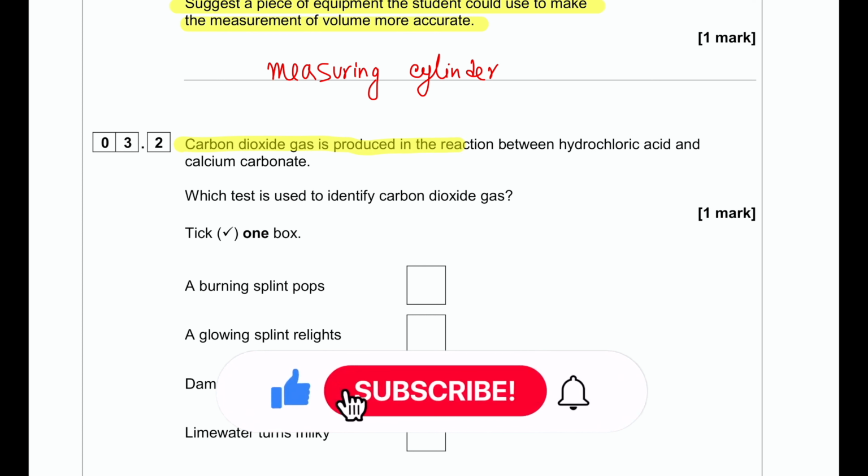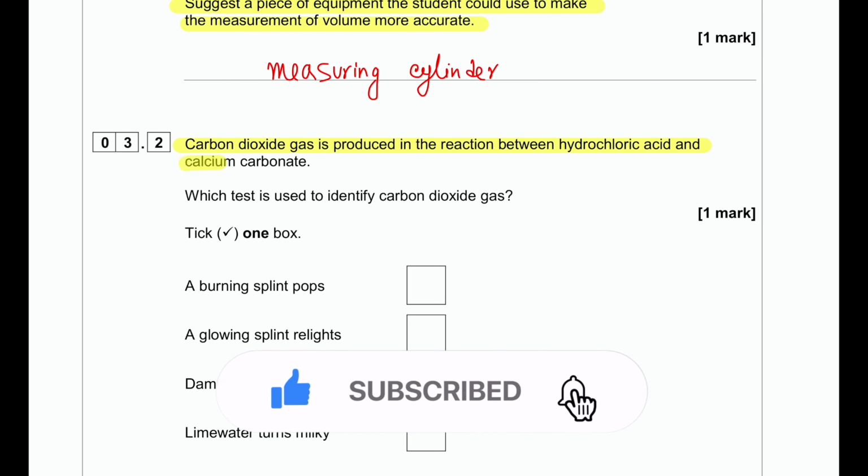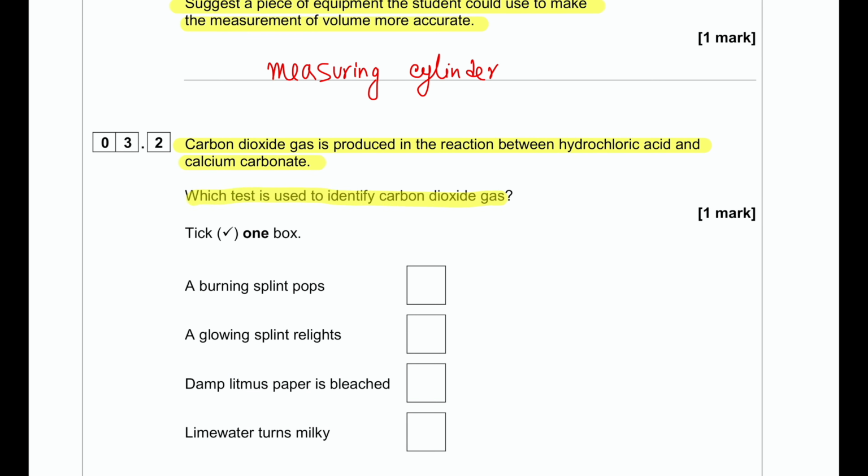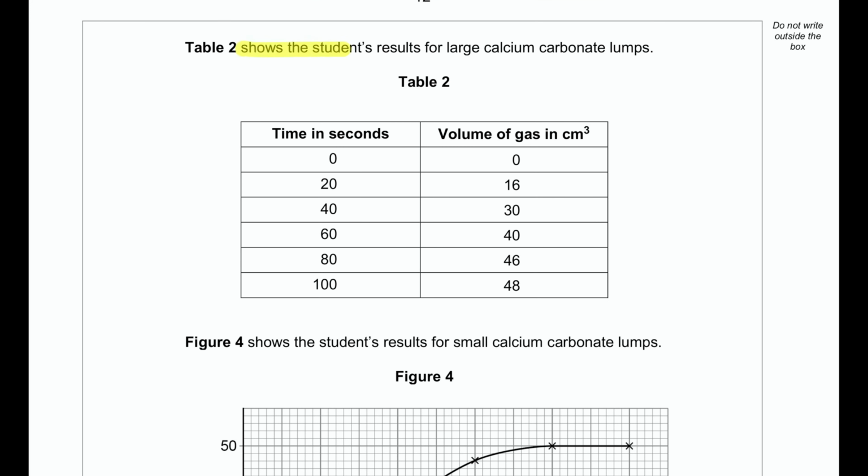Carbon dioxide gas is produced in the reaction between hydrochloric acid and calcium carbonate. Which test is used to identify carbon dioxide gas? The test for carbon dioxide gas is always lime water. So we will bubble it through lime water. Lime water turns milky.